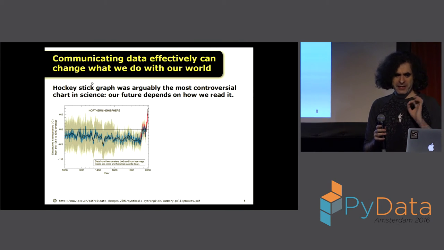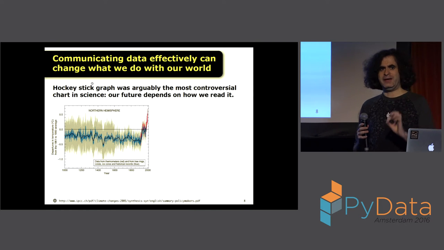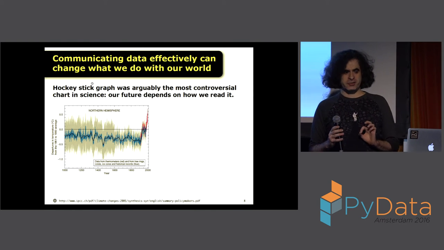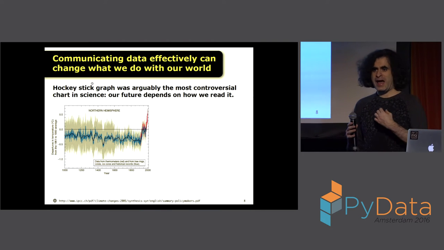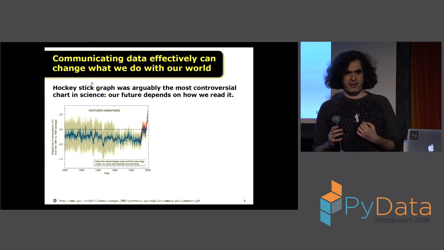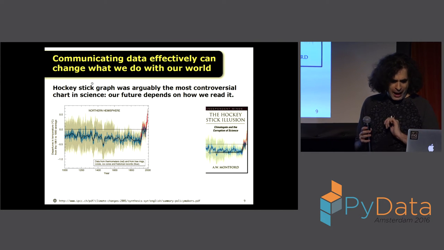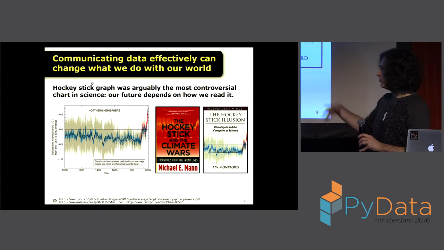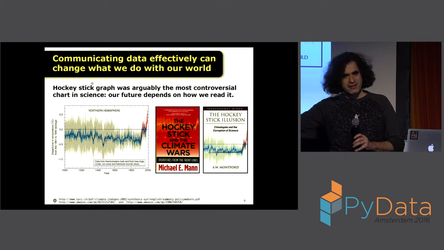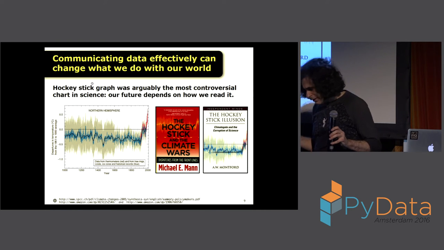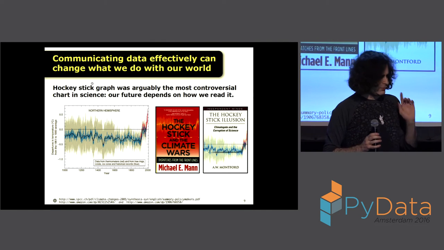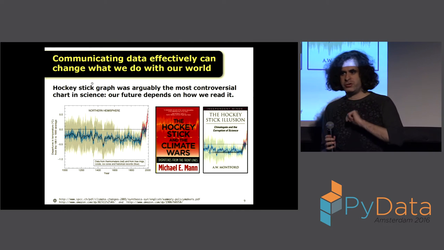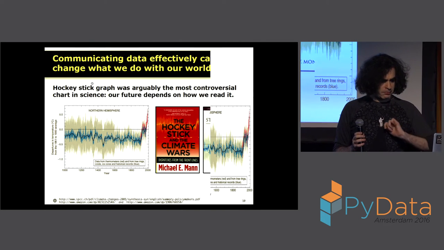Because being able to communicate data so that people make decisions is what so much of data science, at least data science aimed at people rather than machines, is about. And you see, people will argue these things endlessly. Two books have been written about this graph. It's a very important graph. So here you have what in this day and age is the most important graph in the world. And my question to you is, how should we present it?